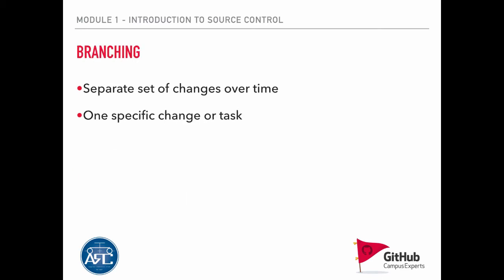So I mentioned branching previously. Branching is the way that we are going to separate work in this series. It's a separate set of changes over time, so you can have multiple branches as you perform multiple tasks, and generally one branch holds one specific task that you're trying to complete. So you'll have maybe a task to add a feature, a task to fix a bug, and you'll make branches for each of these to keep your changes separate from each other so you can worry about one thing at a time. And let's look at how that will work in this example software project.